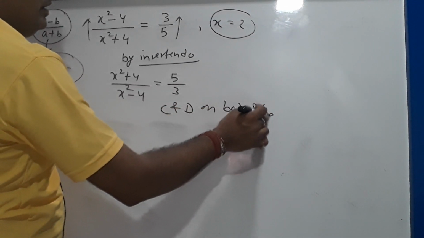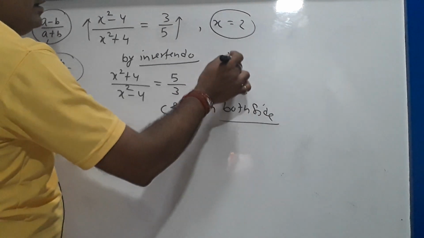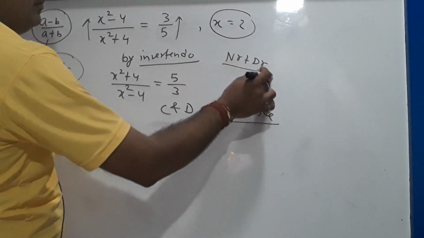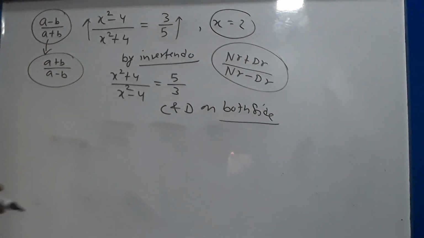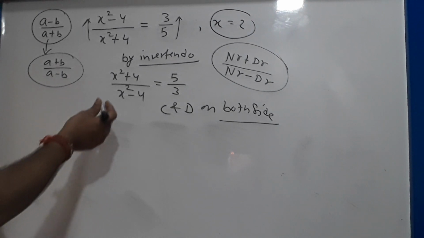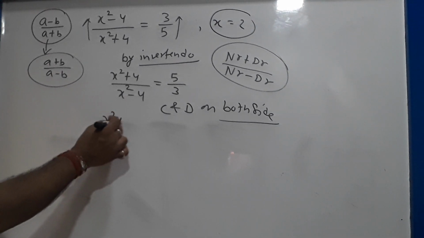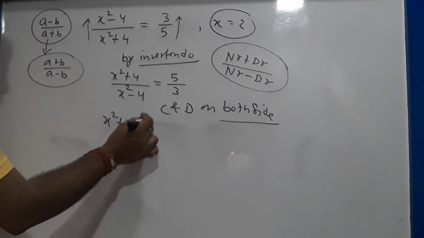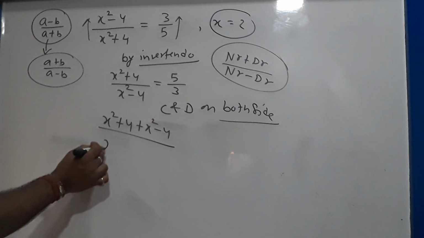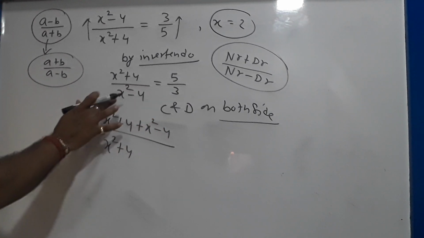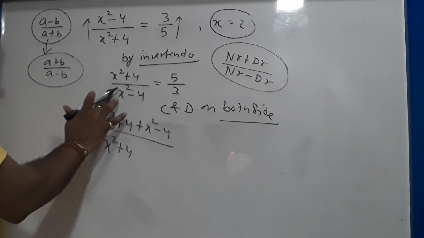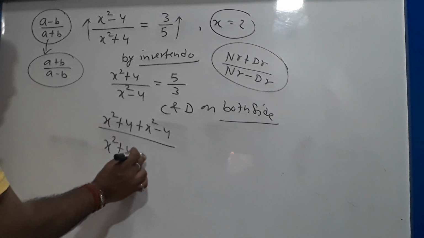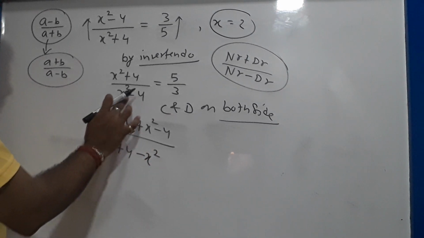And what is the componendo, dividendo rule? Numerator plus denominator upon numerator minus denominator. So let us take x square plus 4 as numerator plus denominator, x square minus 4. When you write numerator minus denominator, change the sign of each. So plus x square becomes minus x square, minus 4 becomes plus 4.